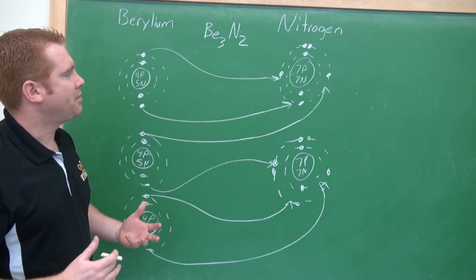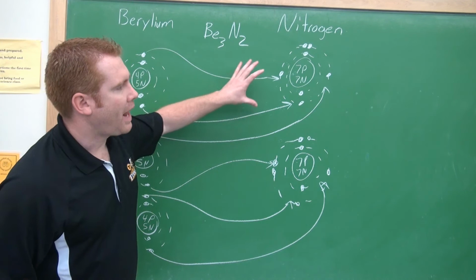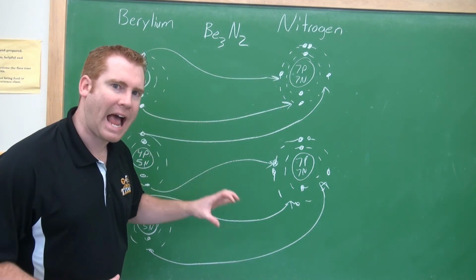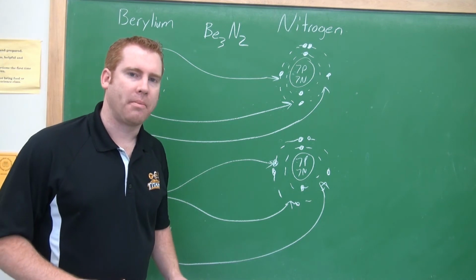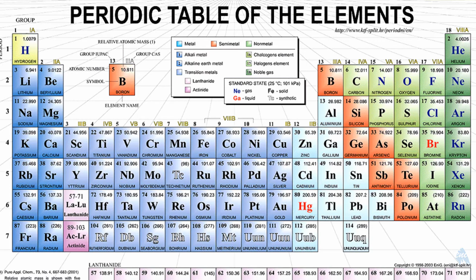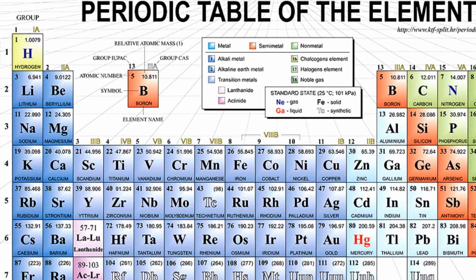It'd be really nice if I could figure out a way where I could figure out how many valence electrons I have without going through and drawing a full Bohr-Rutherford diagram. And in fact, there is a way. Okay, let's take a look at some of the elements we've been talking about on the periodic table.